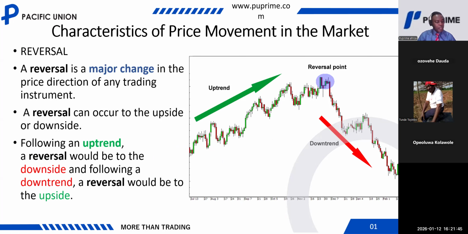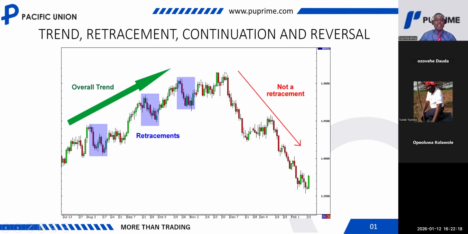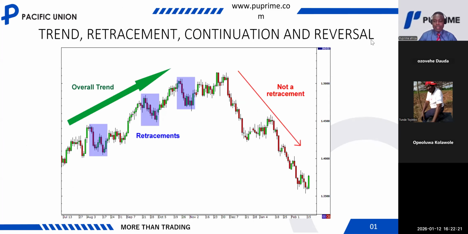Reversal. Now we say that reversal is a major change in the price direction of any trading instrument. A reversal can occur to the upside or downside. Following an uptrend, a reversal could be to the downside, and following a downtrend, a reversal will be to the upside. This is what we're saying here. The overall trend here is bullish, then price got to a point, it reversed. So reversal is an overall change in direction, and this clearly explains that.